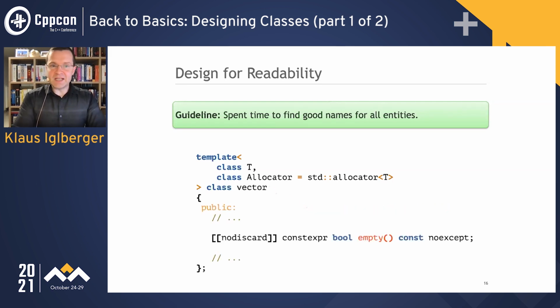Or inside vector, there is the empty function. So a vector has an empty function that you, of course, know returns a Boolean value. But if you just see that in code, what does it do? Is this an action or a query? Actually, it proves to be a query. It returns true or false: is the vector empty or is it not? But a better name definitely would have been isEmpty. Of course, in retrospect, it's always easy to say that something was not well named.